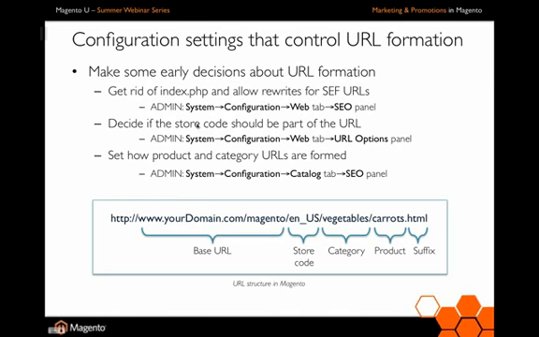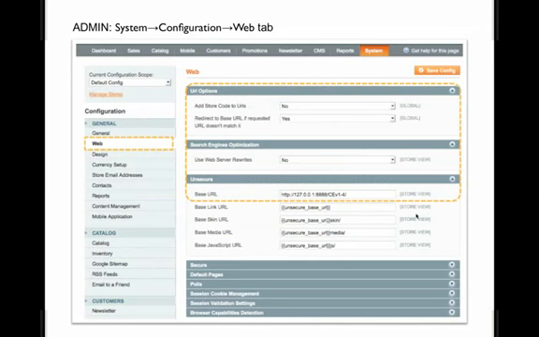If you have multiple stores, you can decide if the store code should be part of the URL. Then you can set how the product and category URLs are formed, so if you have store code on or off, this is where the store code would appear. If you tell Magento to use the category as part of the product URL, this is where that would appear. Here's the product name. And then you can tell Magento whether you want the .html suffix or not at the end of category and product URLs. I've heard people recommend both ways. Honestly, I don't know which is better, but you have the option to set that up any way you want.